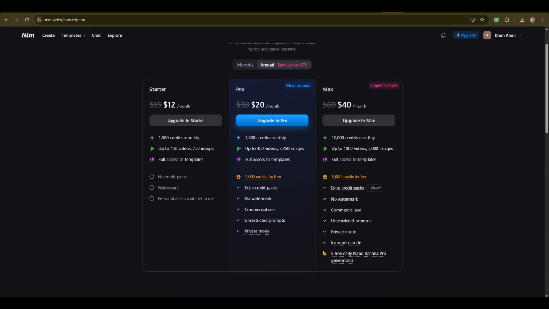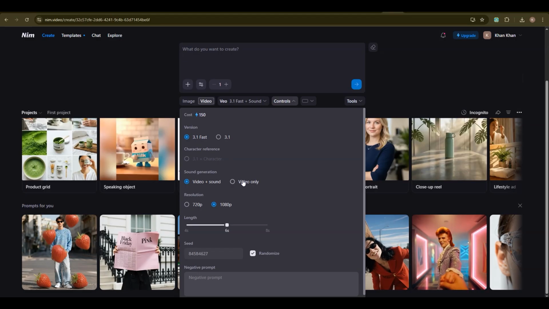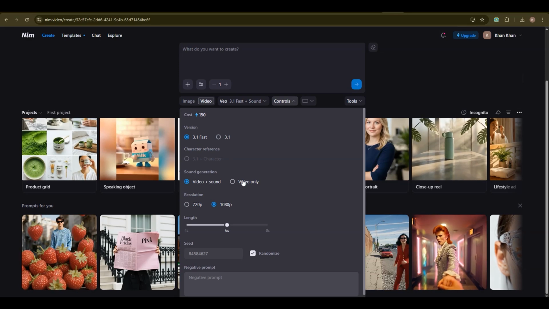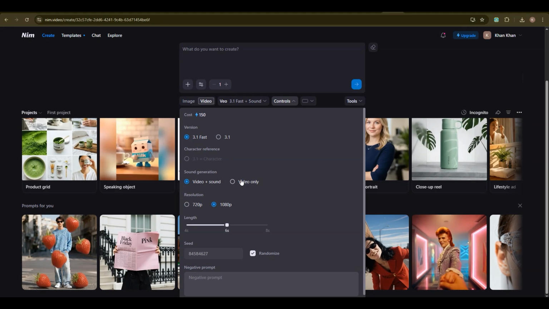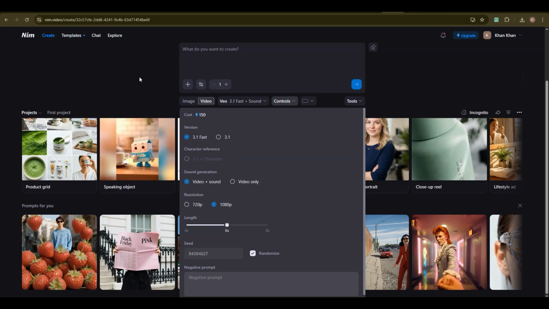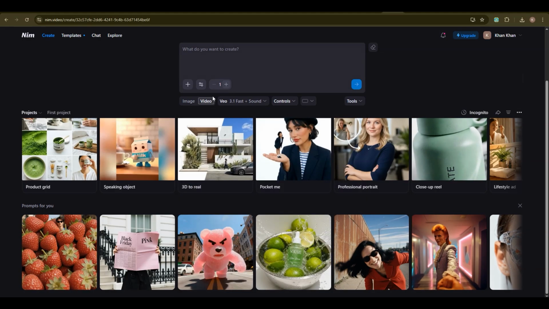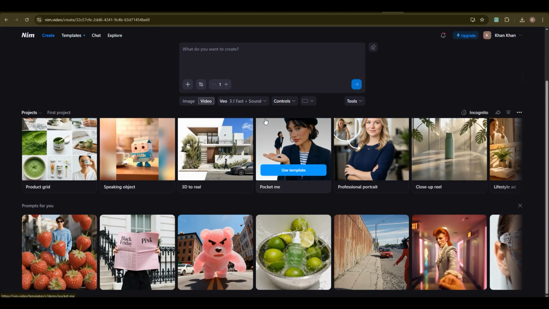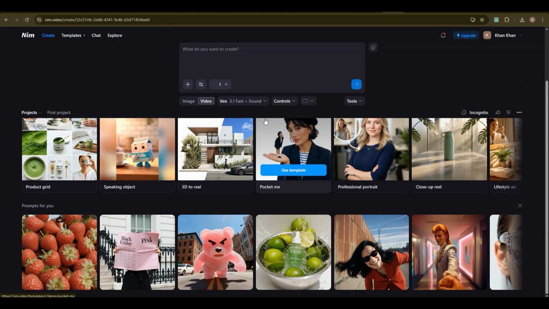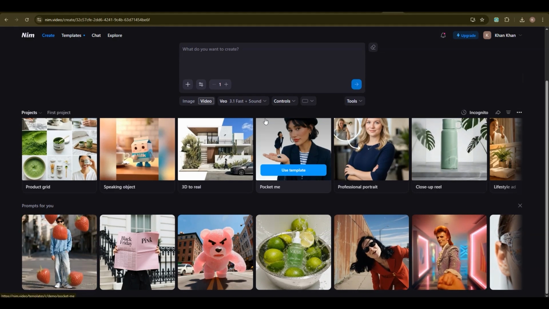Some estimates also suggest that the free credits could produce up to around 50 short video clips if you generate very small, low-credit clips instead of longer videos. So in simple terms, the free plan gives about 150 credits monthly. You can generate around 5 full videos or more short clips if each video is very short. And that's the basic limit of the Higgsfield AI free plan.